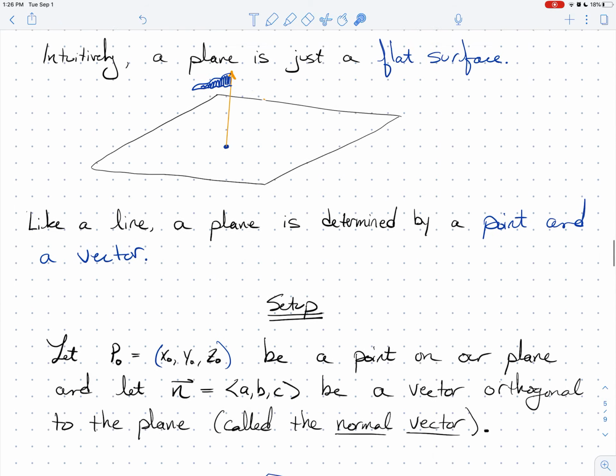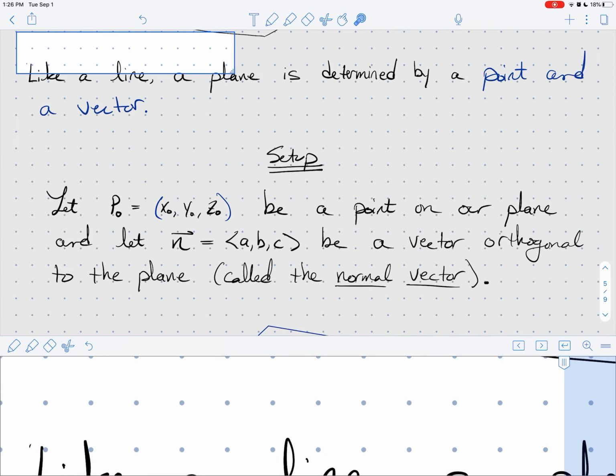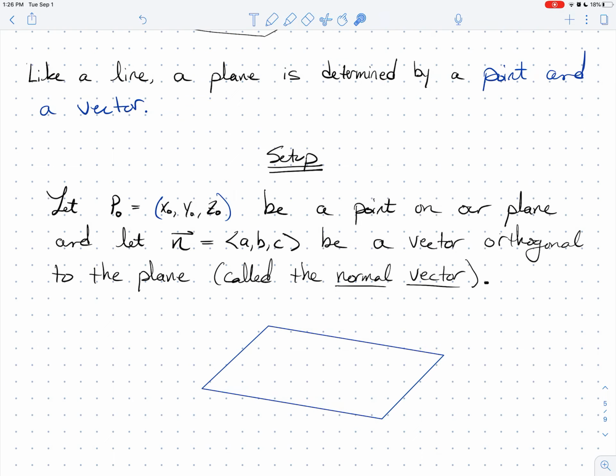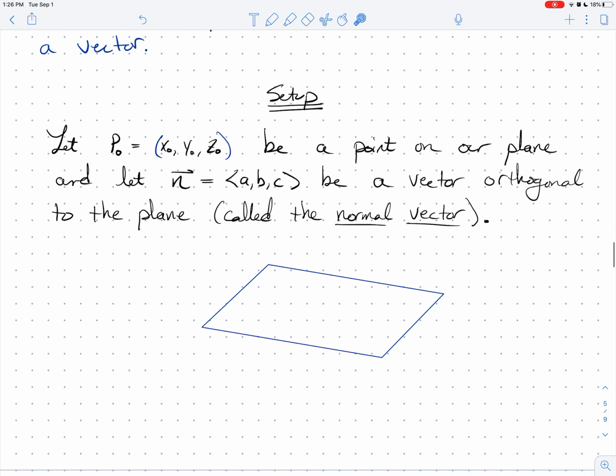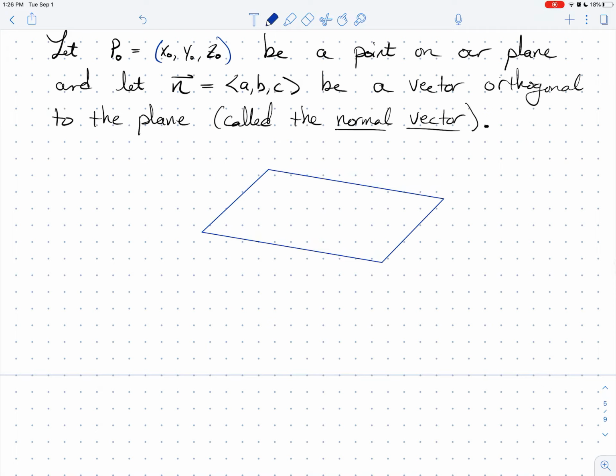So let's be a little more formal now and discuss the setup. We're going to let P naught be a point on our plane. And we're going to let n be a vector, we'll just say A, B, C are the coordinates. So n is a vector that's orthogonal to the plane, and this is called the normal vector. Like with lines, I want to visualize the origin down here to the side. So let's put that there and there and there. This will be my origin, and here's my point P naught sitting on my plane.